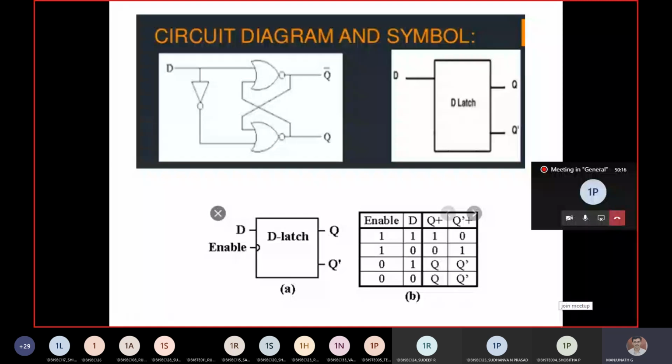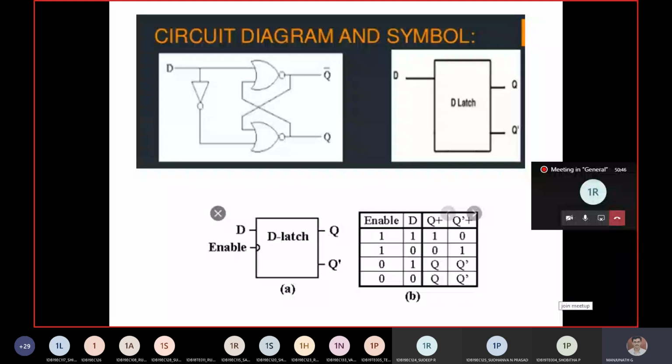No one? No one got what I'm asking? If I give input as 0 without that NOT gate, what is the thing happening, is the question. Invalid state. Invalid state. Okay, then?